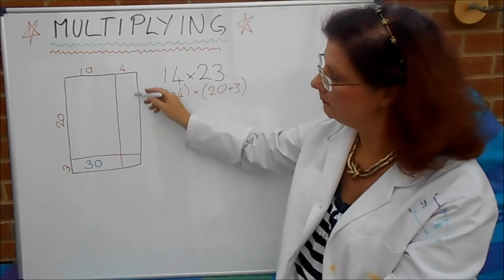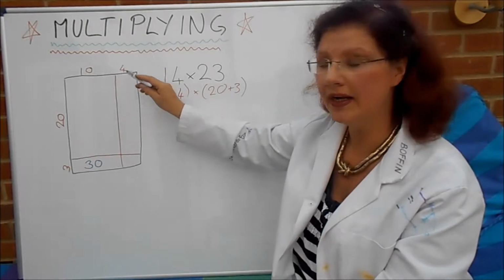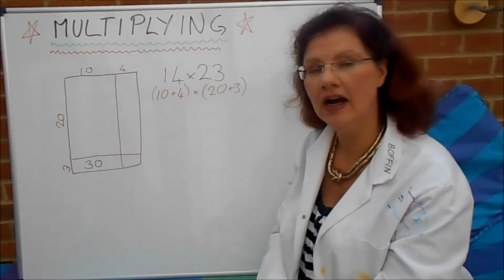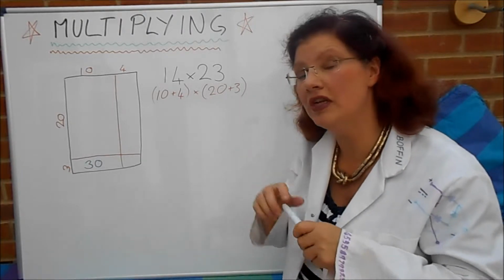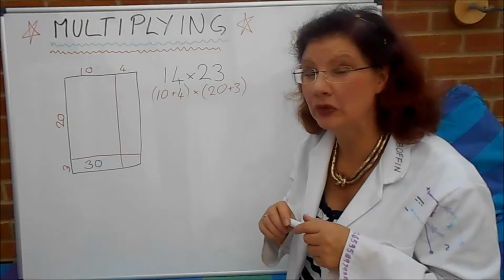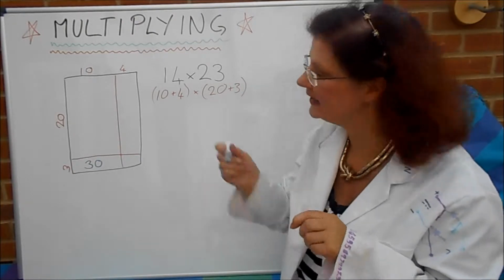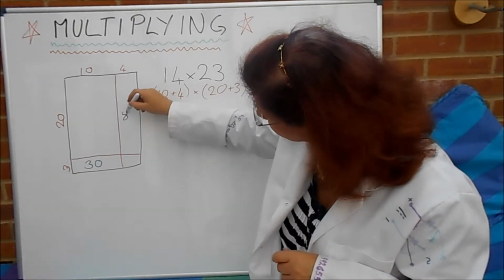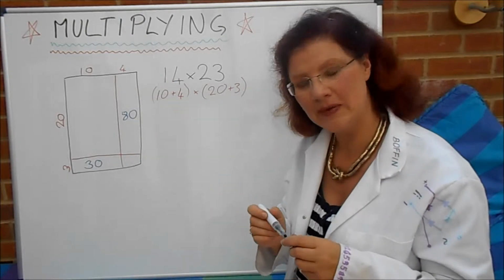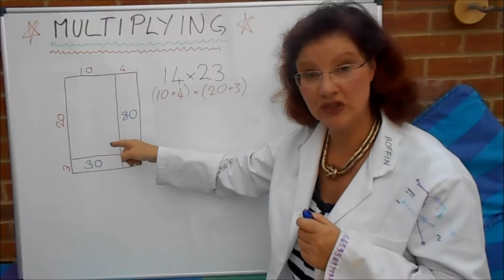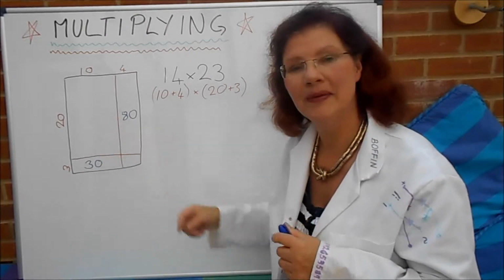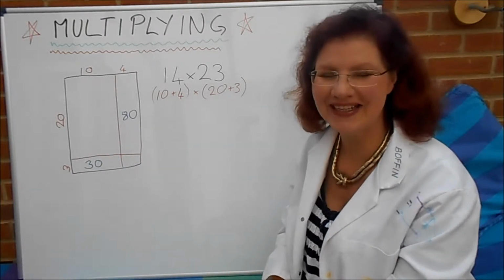This tall one is 4 wide and 20 high. Now if you don't know what 4 times 20 is, it's dead easy. You just do 4 times 2 and stick a nought on the end. So that is 80. Now it's your turn. Pause the video and fill in the area for here, which is a small number, and here, which is a big number. Pause and do that now, please.